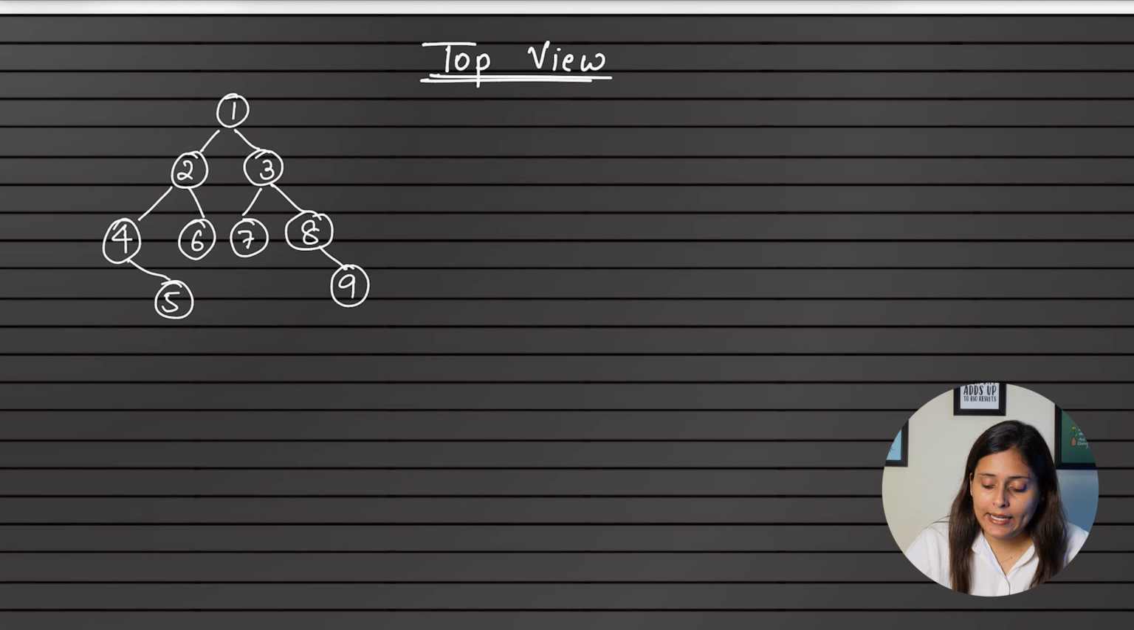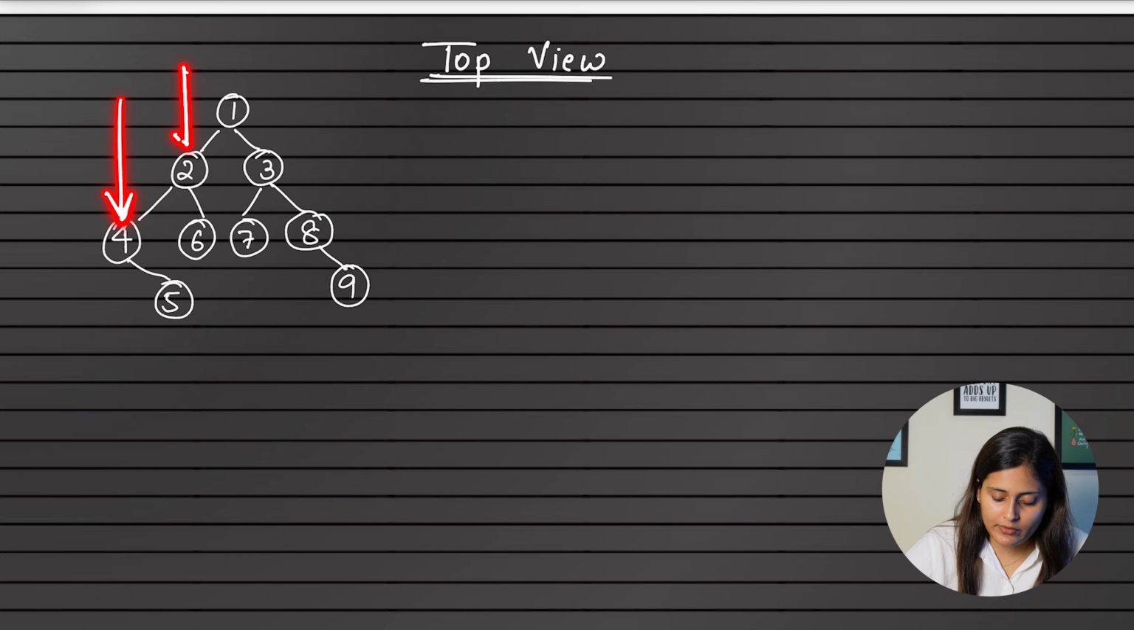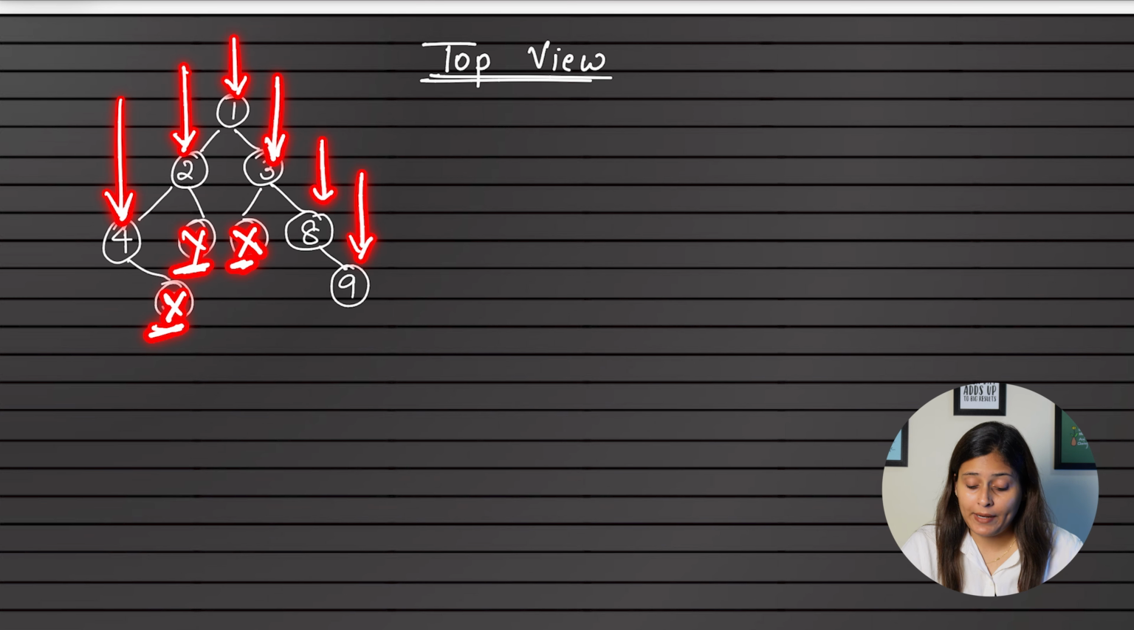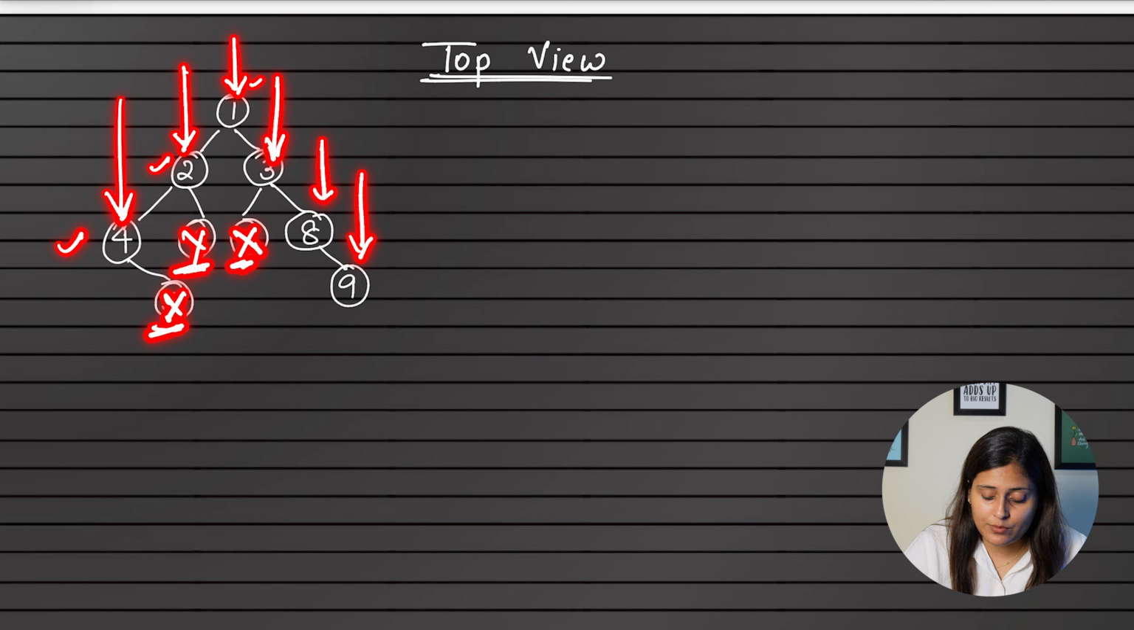Okay. So let's assume this tree. We have to print the top view of the tree. So 4 will be visible, correct? Then 2 will be visible, then 1 will be visible, then 3 and then 8 and then 9. 5 will be hidden, 6 and 7 will not be visible. So what logic we should apply such that these elements are visible?